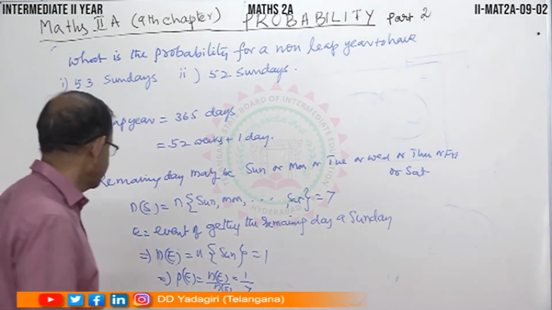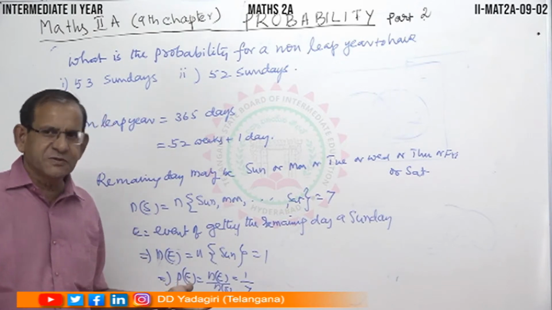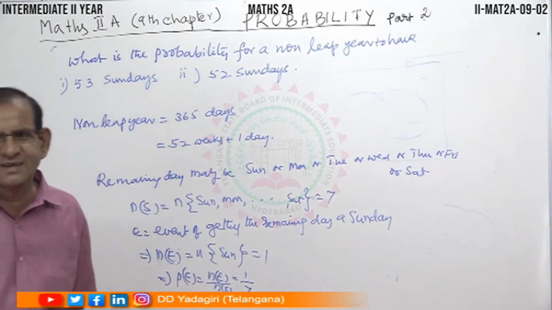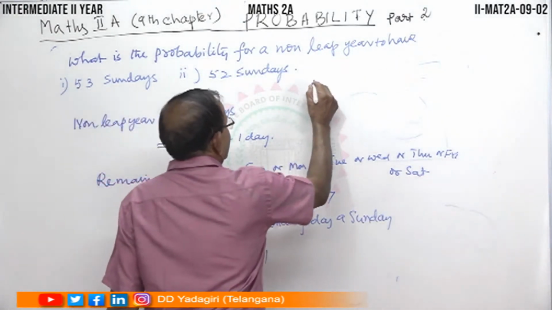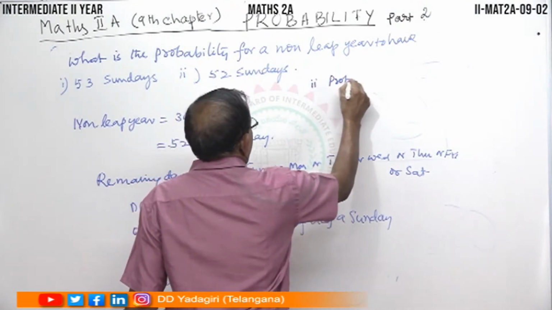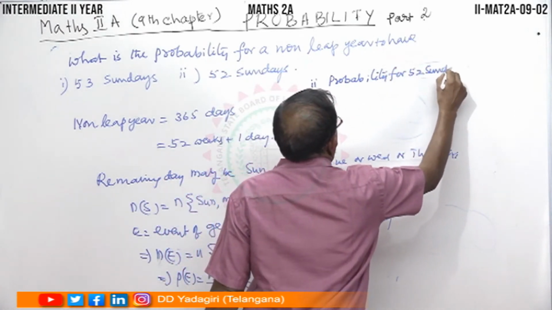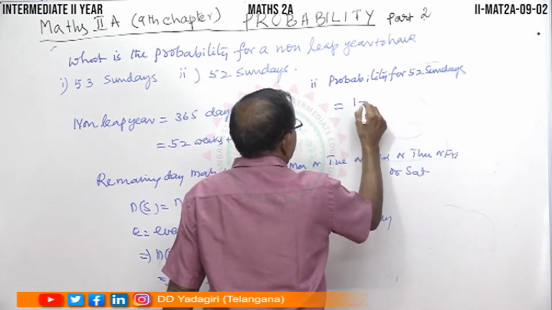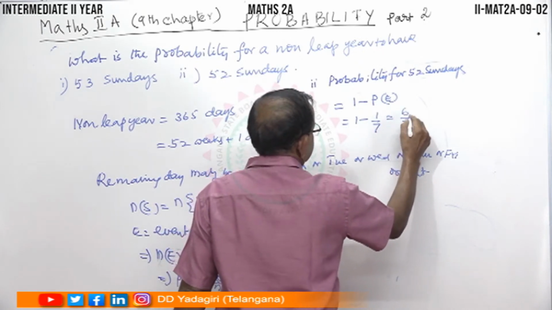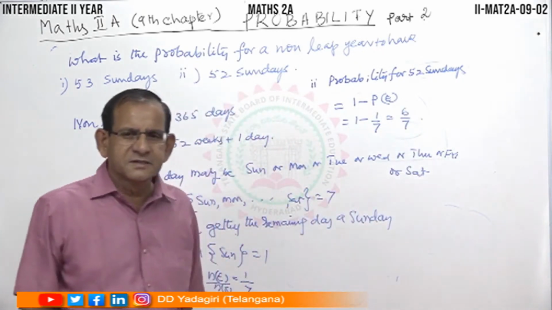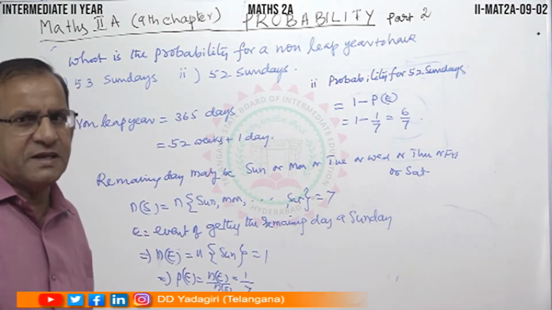Now in the same year, what is the probability for 52 Sundays? If that is not 53, it should be 52 only. So they are complementary events, so it is equal to P of E complement. Second, the probability for 52 Sundays is equal to 1 minus P of E, equal to 1 minus 1 by 7. That is 6 by 7. This is the probability for 52 Sundays.